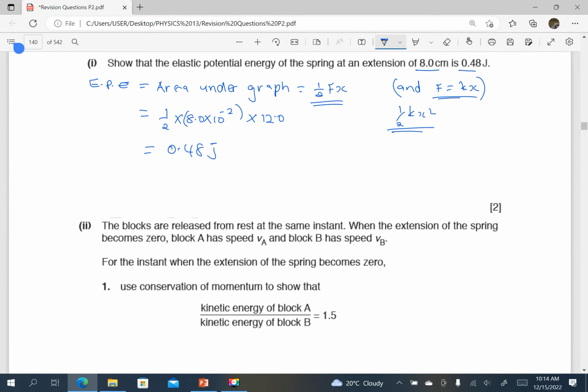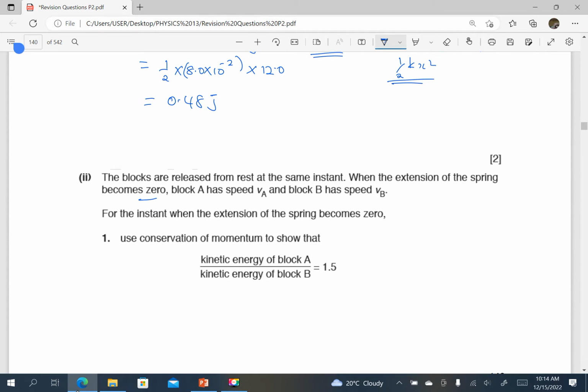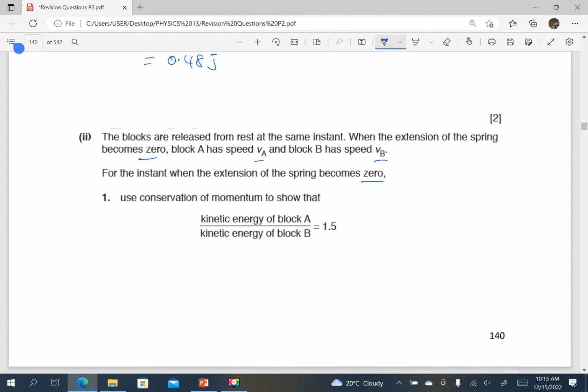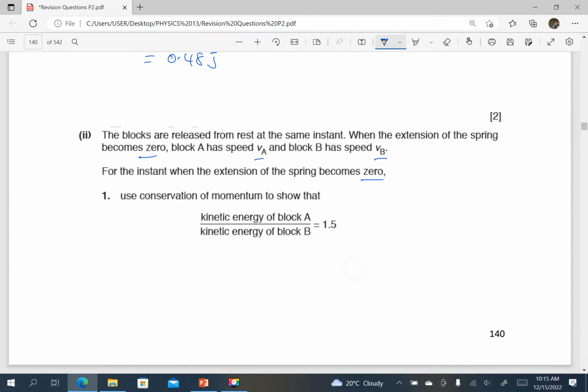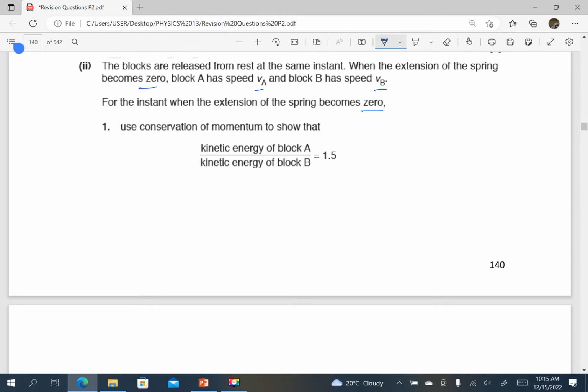The blocks are released from rest at the same instant. When the extension of the spring becomes 0, block A has speed VA and block B has speed VB when the extension of the spring is 0. For the instant when the extension of the spring becomes 0, use conservation of momentum to show that kinetic energy of block A over kinetic energy of block B should be equal to 1.5. So since we are using conservation of momentum, it means total momentum before should be equal to total momentum after.